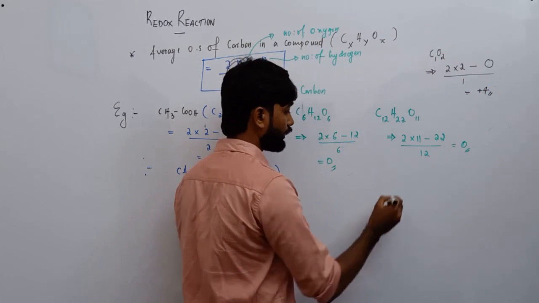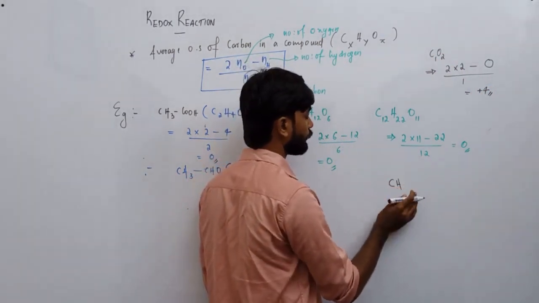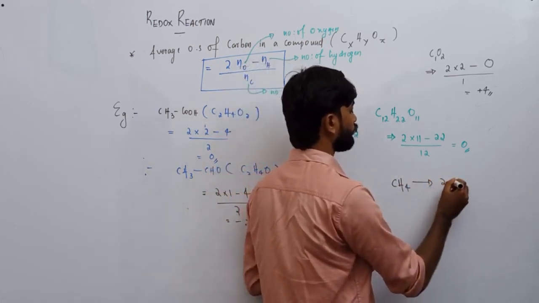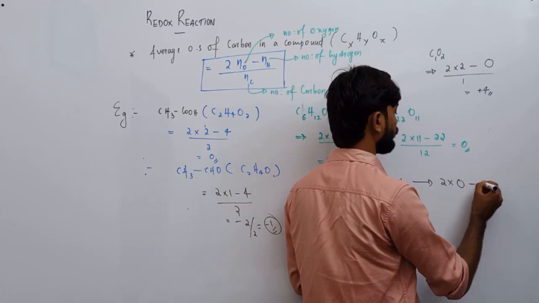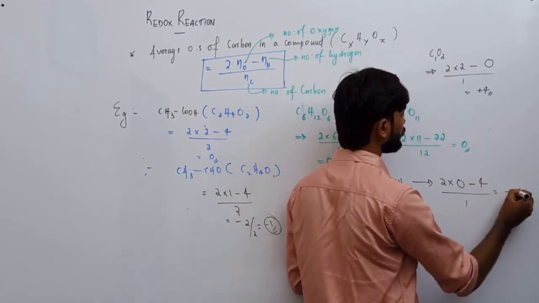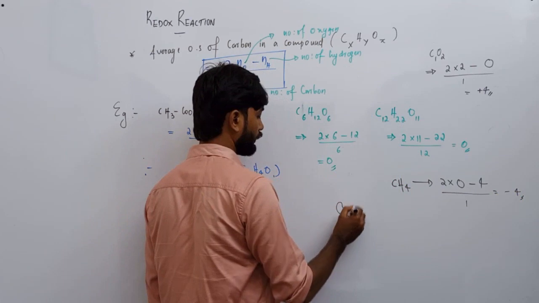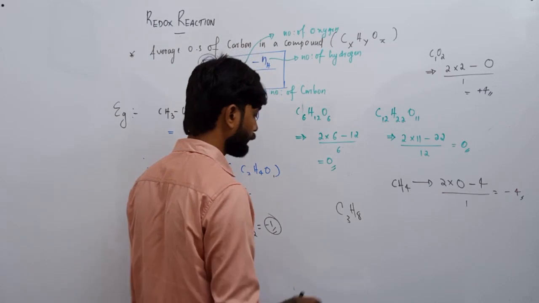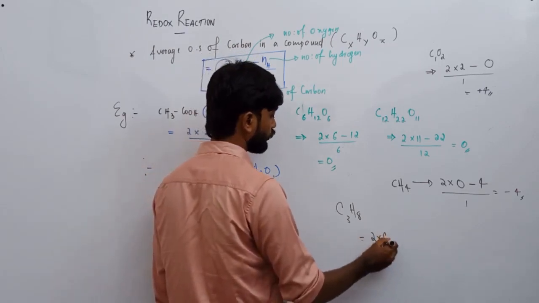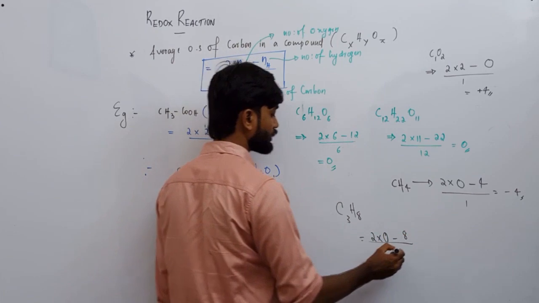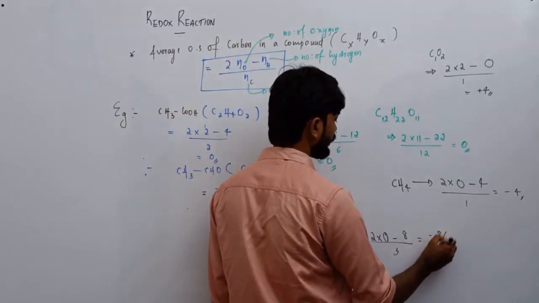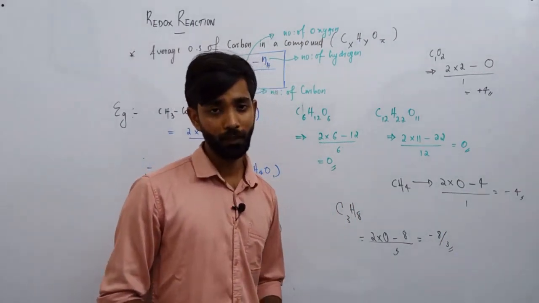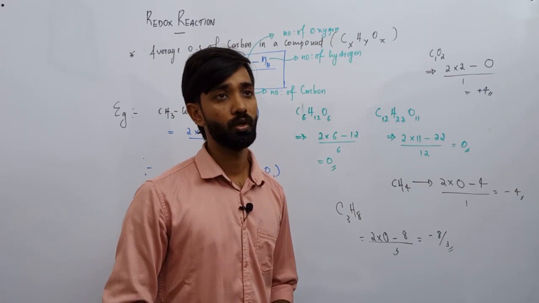So the answer will be plus 4. And we have another compound, CH4. Tell me. Twice the number of oxygen, oxygen is 0, minus number of hydrogen, that is 4, divided by 1. The answer will be minus 4. And we have propane. You are asked to find the average oxidation state of carbon. So twice the number of oxygen, that is 0, minus number of hydrogen, that is 8, divided by 3. So the answer is minus 8 by 3. So this is a somewhat useful formula. Keep it in mind. Ready? Moving to the next rule.